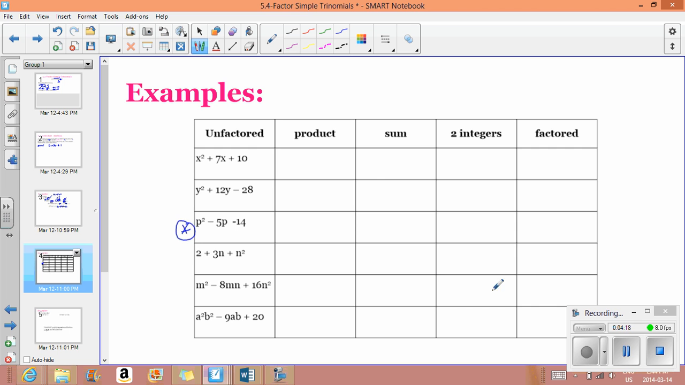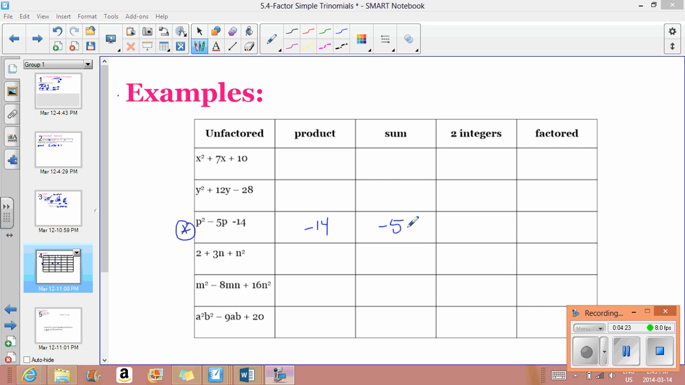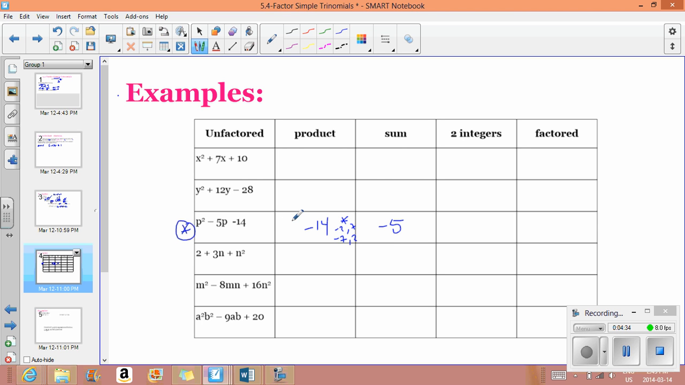Click pause, try that one, and you can check your answer. Hopefully you came up with that product and that sum number. Again, starting with the product number, 2 numbers that multiply to get negative 14: negative 2 and 7, negative 7 and 2, 1 and negative 14, and negative 1 and 14. Looking at these, they have to add to get negative 5. The ones that add to get negative 5 are negative 7 and 2. So our skeleton form is p, since that's the variable, and then we put in minus 7 and plus 2. Make sure you put that plus sign.